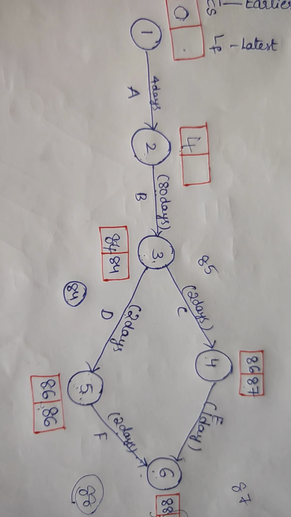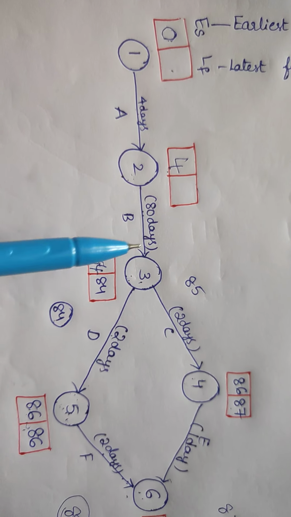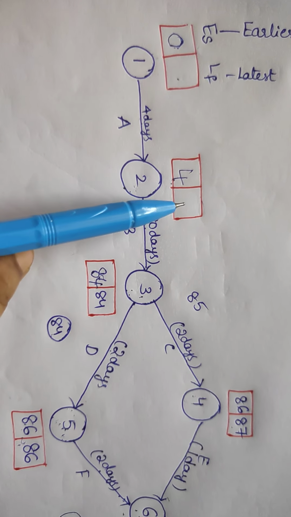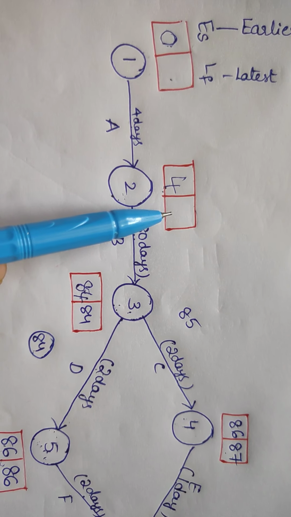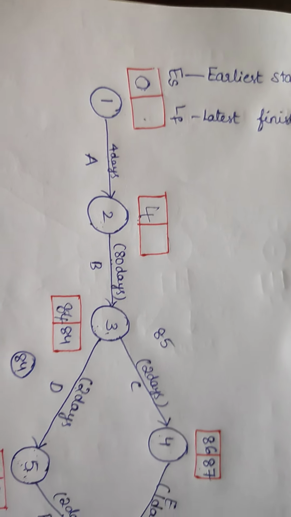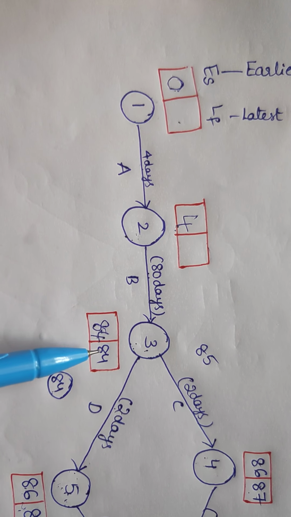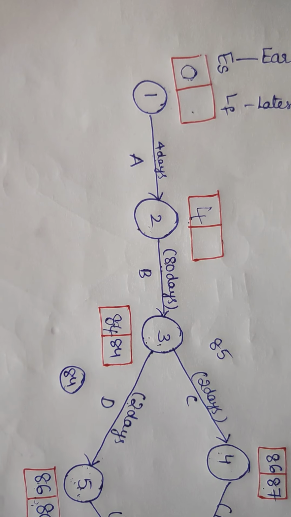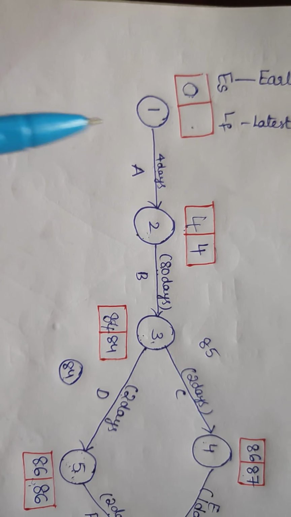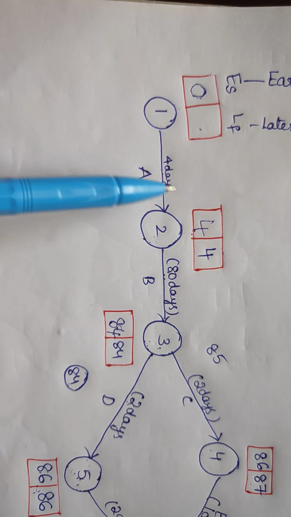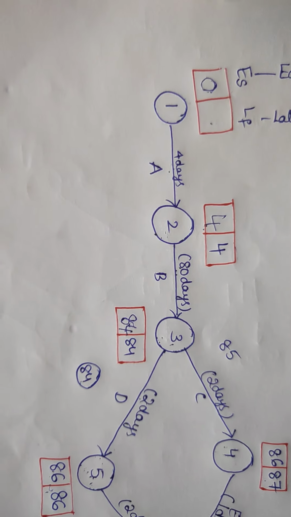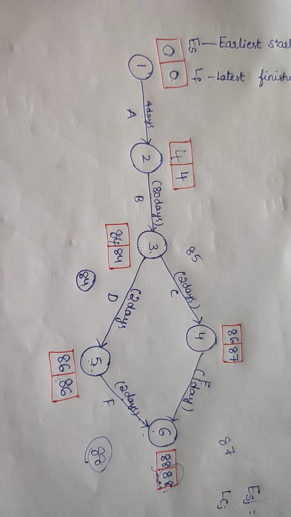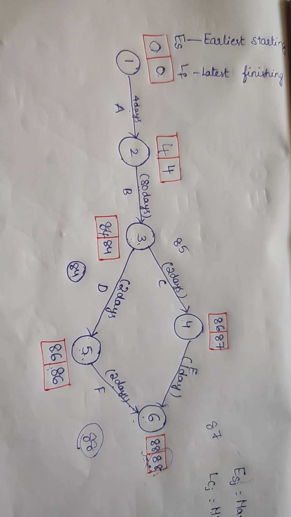After completion of 84, the next one is the second. So at the second event we have to complete this latest finishing time. Here the value is 84 minus 80, that means 4 days. Next, the last value, 4 minus 4, that is 0. So now we have completed the values of earliest starting time and latest finishing time.